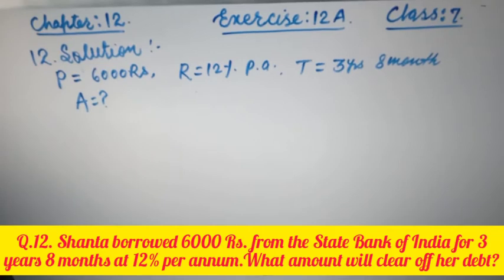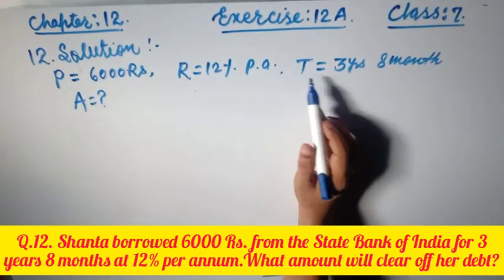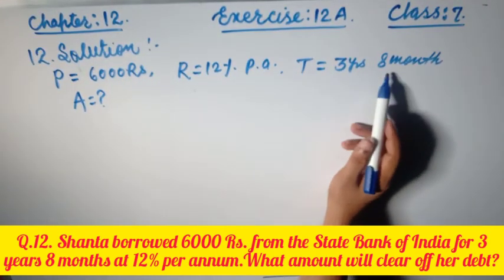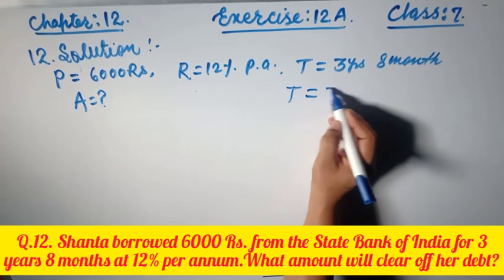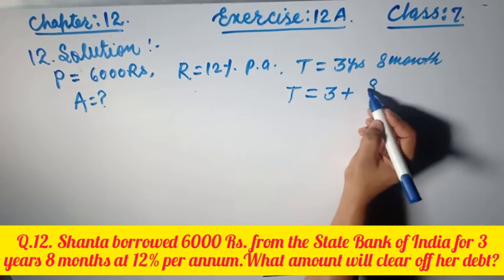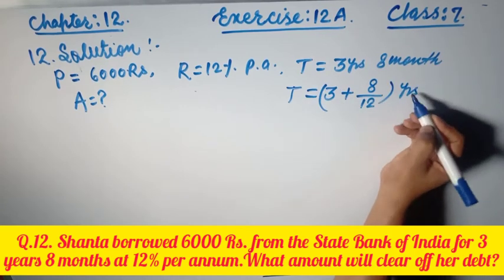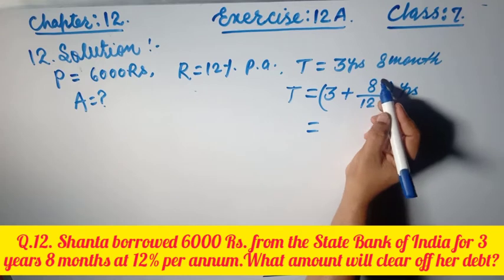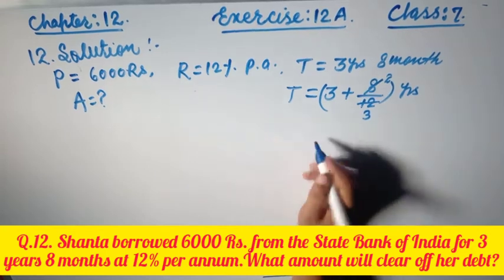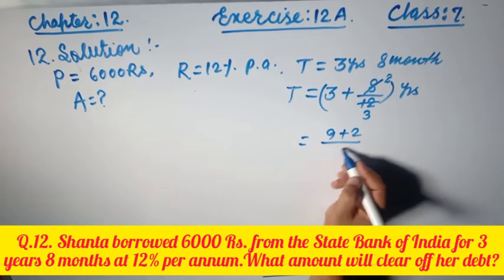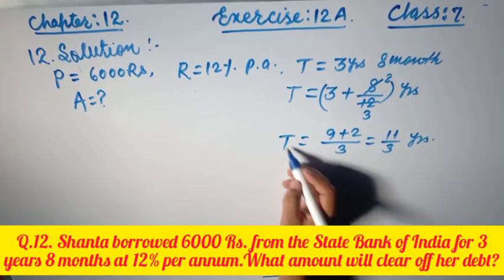First we have to find the SI from this given data, then find the amount. But here the T is in terms of years as well as months, so we have to change months into years. Now T is equal to 3 years as it is, plus 8 months changed into years, 8 divided by 12. This is 4 twos are 8 and 4 threes are 12. So this is 3 plus 2 by 3, we can say 11 by 3 years. So here the time is 11 by 3 years.